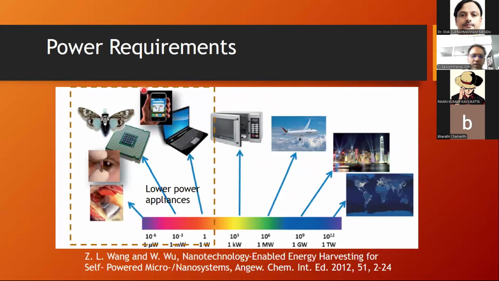So the idea is that a lot of innovation prospects exist in harnessing energy for such low power devices, because all these other sources already exist. We have a lot of power plants, jet engines, nuclear power plants, etc., for generating power of 1 terawatt, etc.